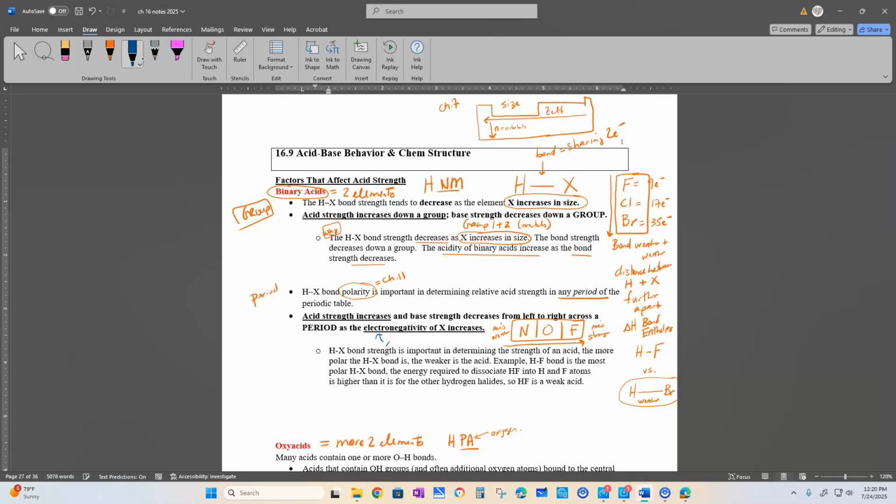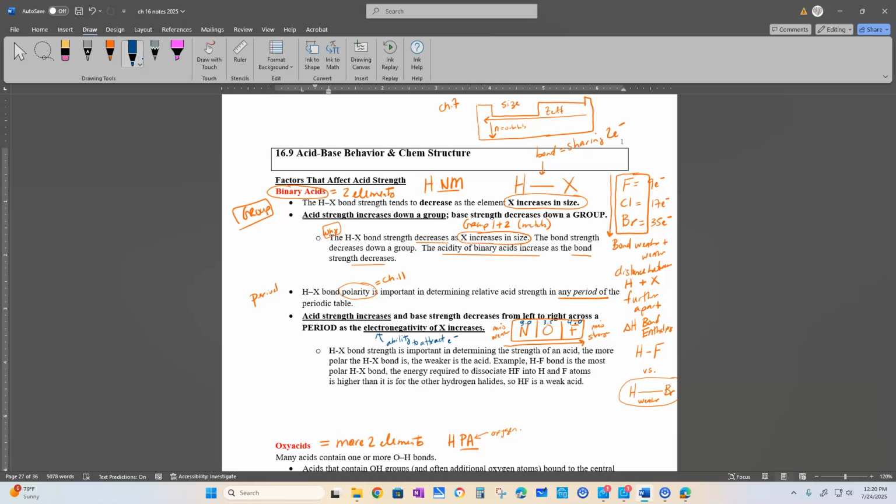Electronegativity, remember, is a scale of the ability to attract electrons. Who wants electrons the most? Fluorine wants the electrons the most. Fluorine has the highest electronegativity value, 4.0, and then 3.5, and then 3.0. So the acid strength increases as the nonmetal's electronegativity increases.